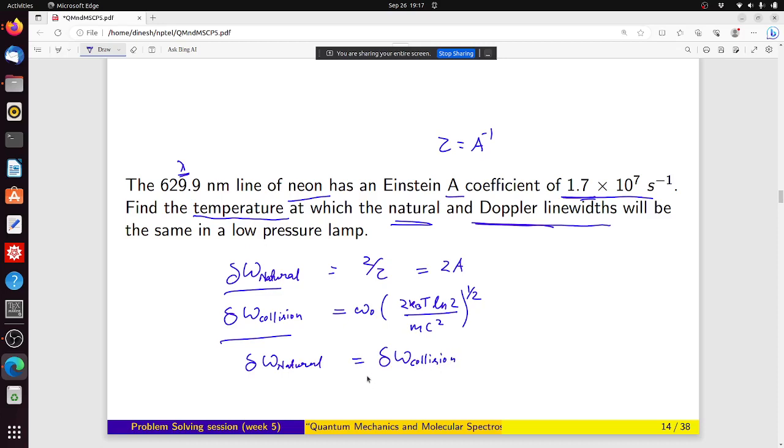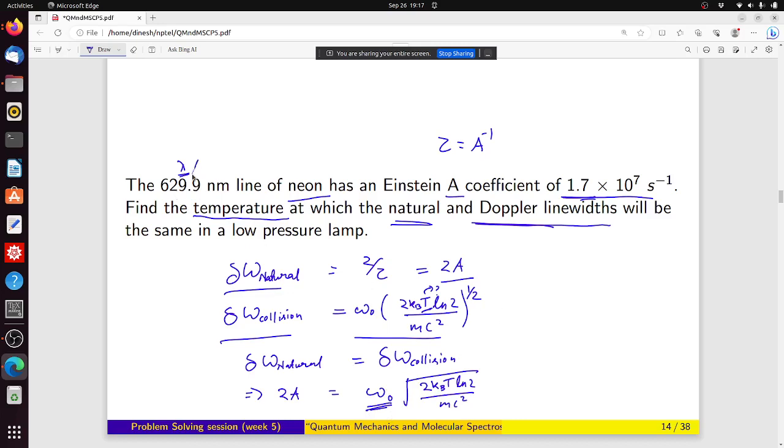Okay, so we have to equate these two terms. From that, temperature is a variable, we need to calculate this temperature. So this delta omega natural is 2A, equal to omega naught root over 2 kBT ln of 2 over mc square. Now we need to calculate this omega naught first.